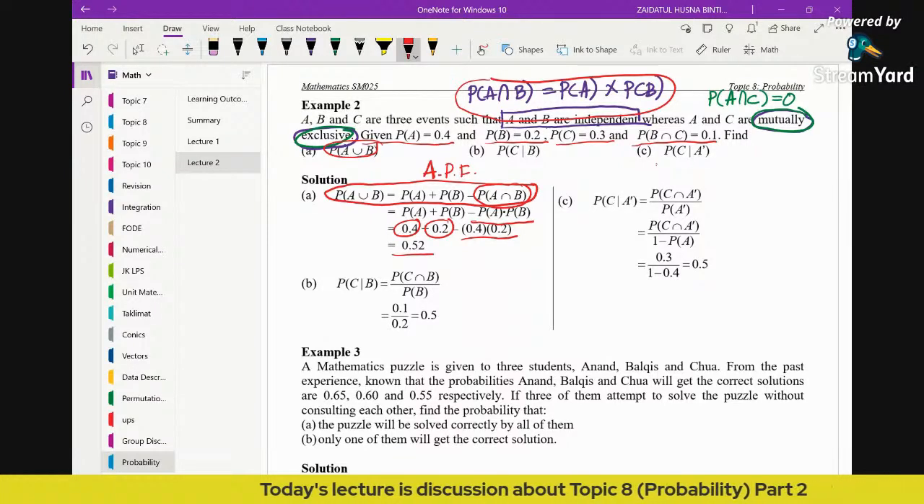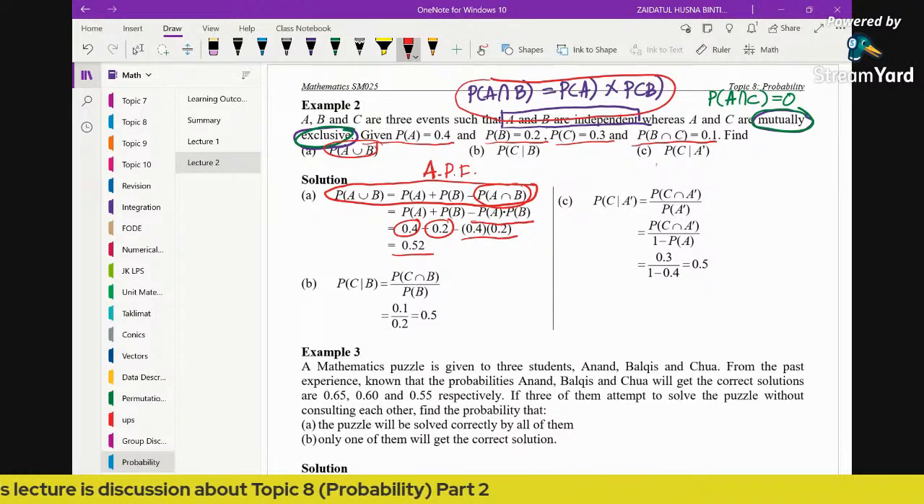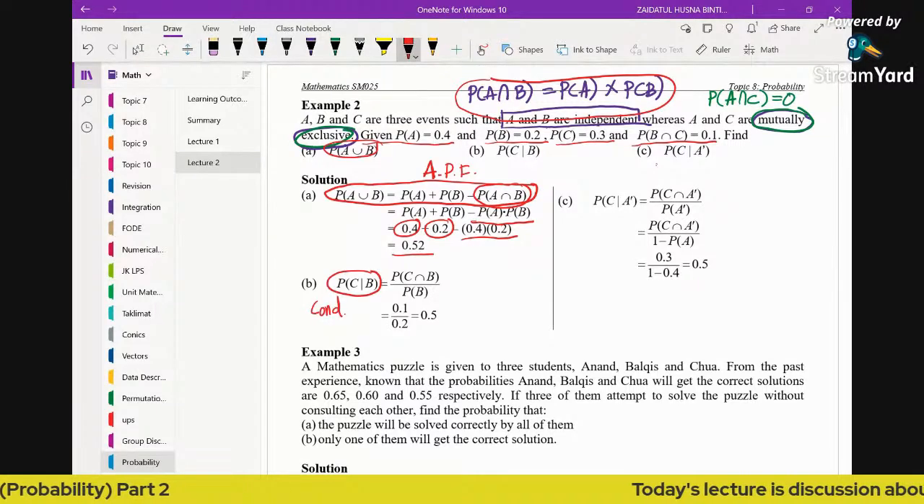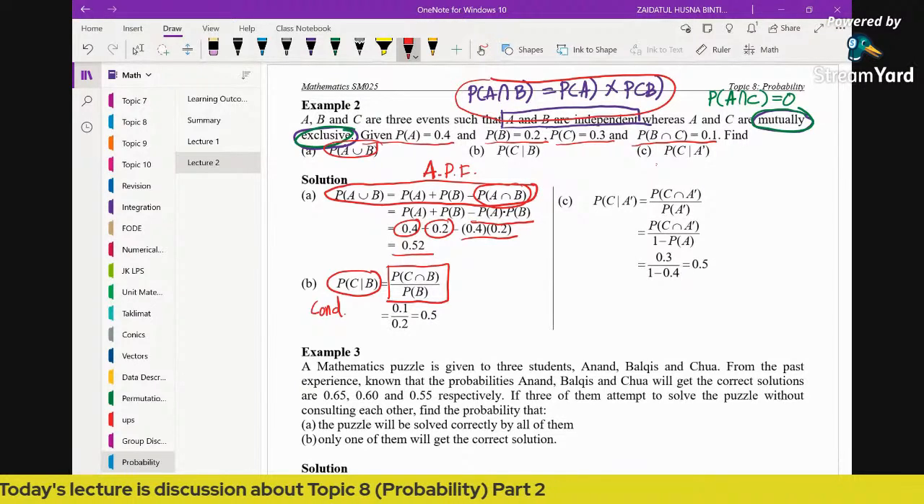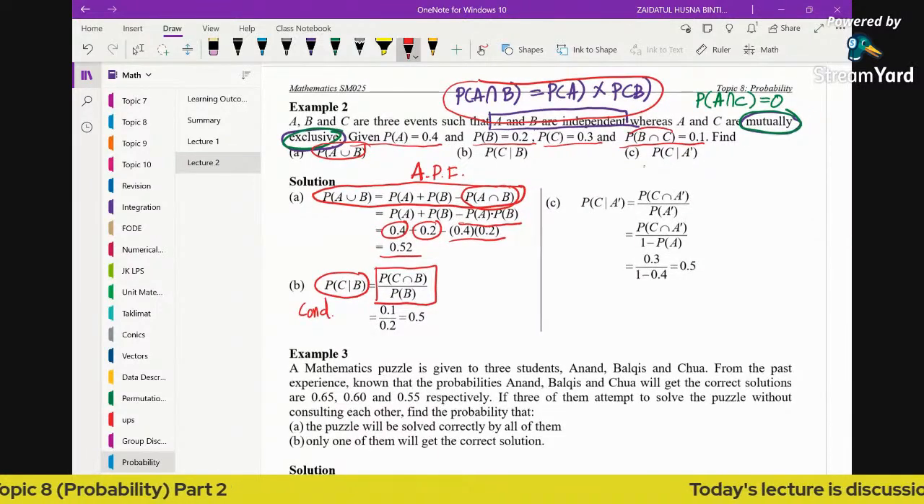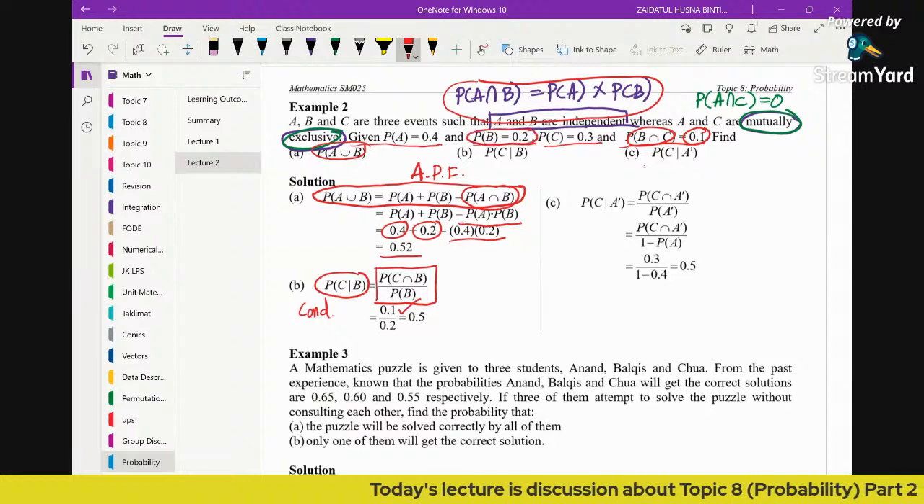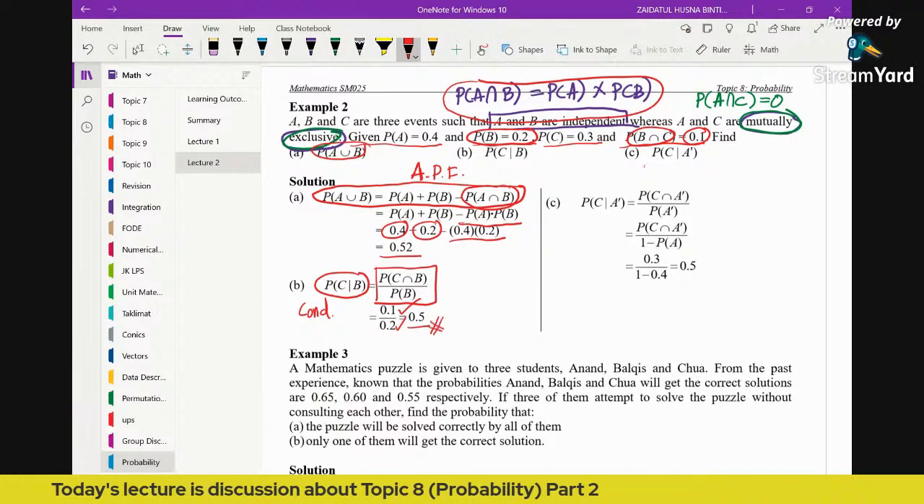And then for the B part, how to find probability of C given B? This is conditional probability, so we cannot find the value directly, but we do have a formula for it. Probability of C given B is equal to probability of C intersect B divided by probability of B. Because we are given B intersect C as 0.1, we substitute here, and probability of B is given as 0.2, we substitute here. So this is the answer.